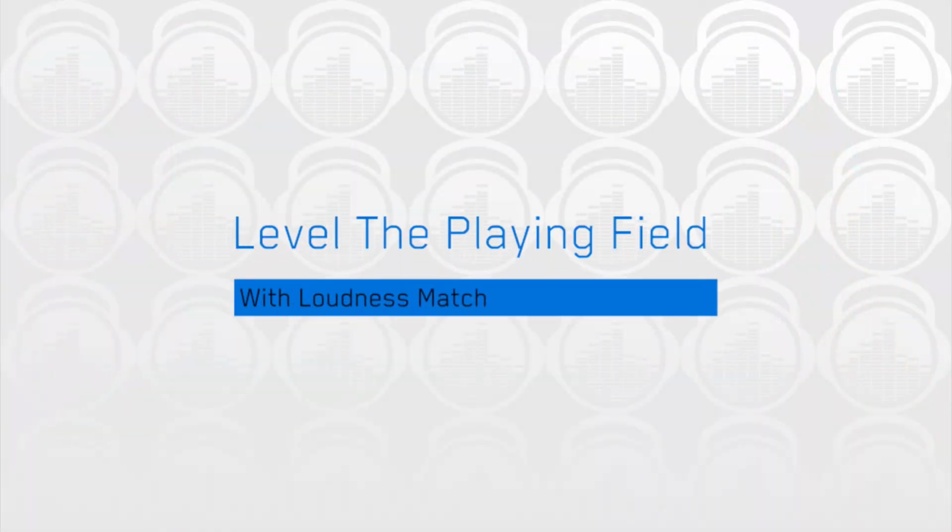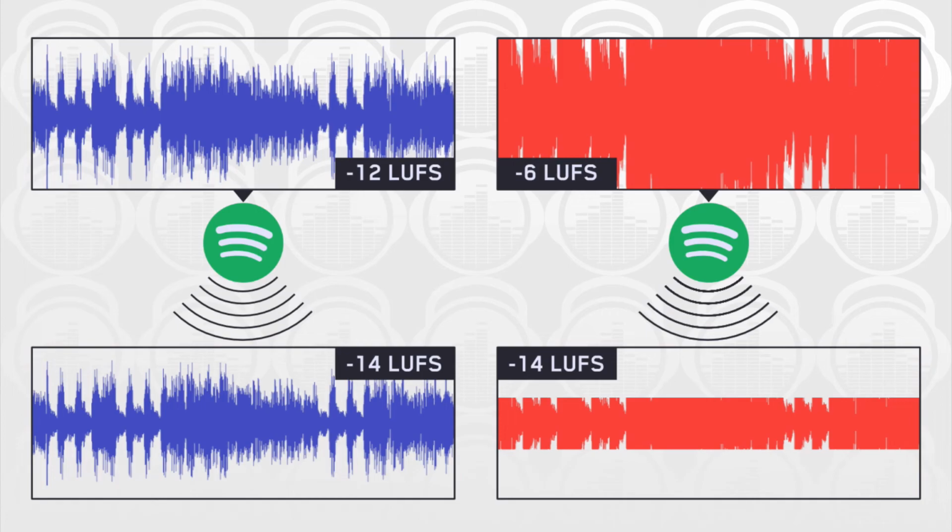Level the playing field with loudness match. Friends, the loudness war is over. Thanks to the normalization algorithms employed by streaming services, there is no longer any reason to pump up the volume with a brick wall limiter in a vain attempt to make your song louder than everybody else's. No matter how loud you make your master, the streaming service will just turn it down via normalization.